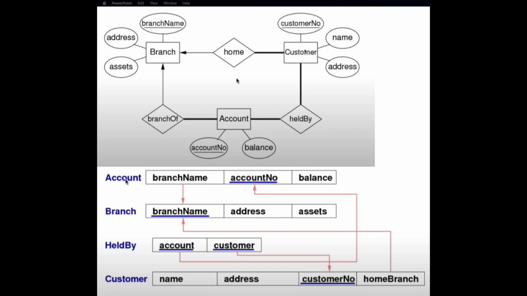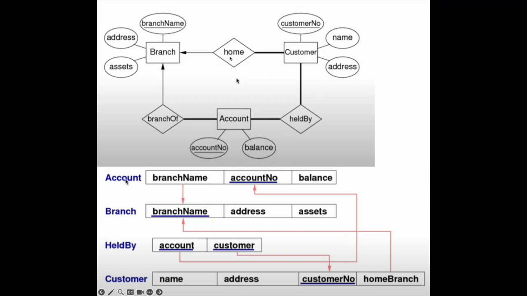Similarly with the customer relation, if it wants to know more information about the branch that it's a part of, all it needs to do is again follow its foreign key to the branch relation and get more information like the address and the assets.